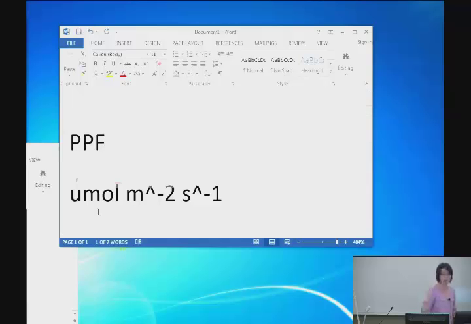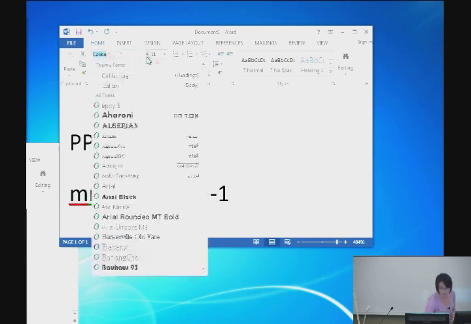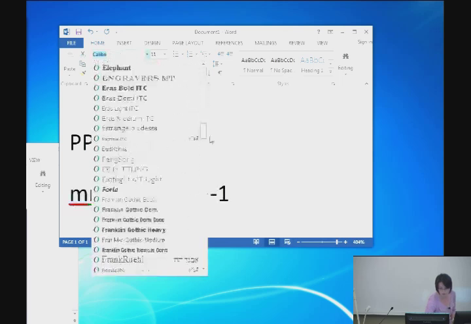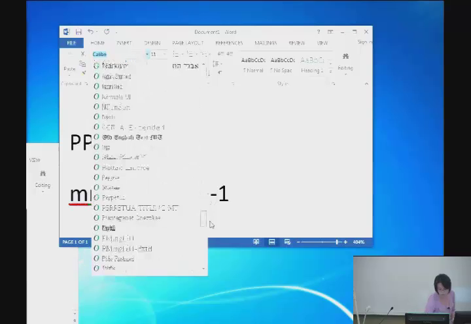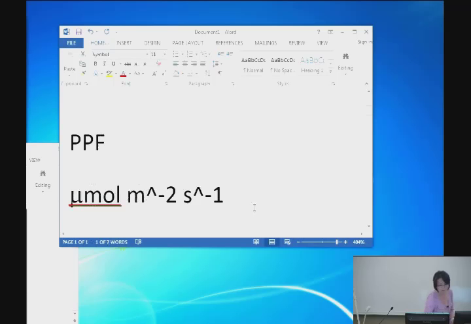And how to type micro? The one I recommend is type M, and then select the symbol font. So there is a symbol font. There you go. The nice micro comes up, right? There's also another way to insert a symbol, but I like changing the symbol font because it's quicker.